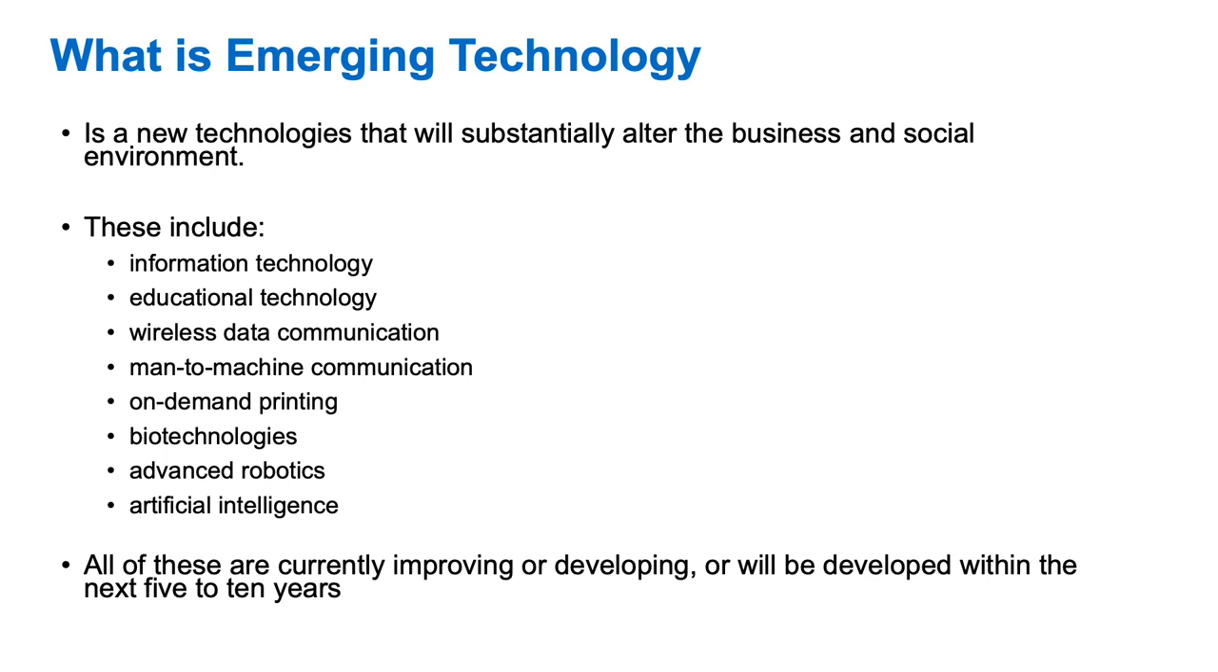Other examples of emerging technology include information technology, for example, communications, equipment, software, and also hardware, educational technology, for example, computers, digital readers, tablets, and mobile technology, wireless data communication, man-to-machine communication, on-demand printing, biotechnologies, advanced robotics, and also artificial intelligence. All of these are currently improving or developing or will be developed within the next 5 to 10 years.